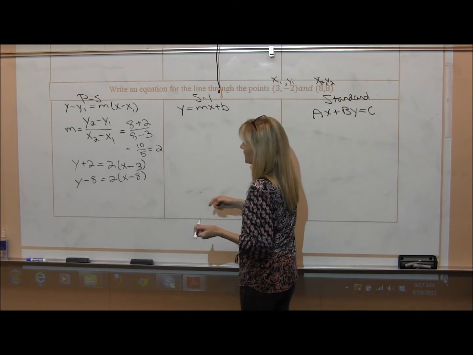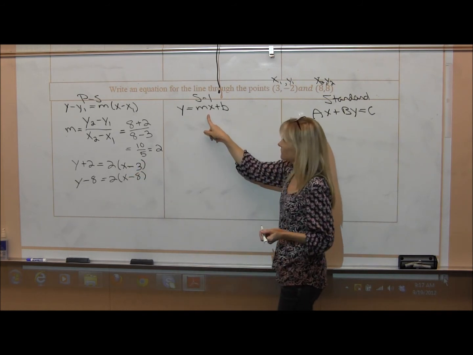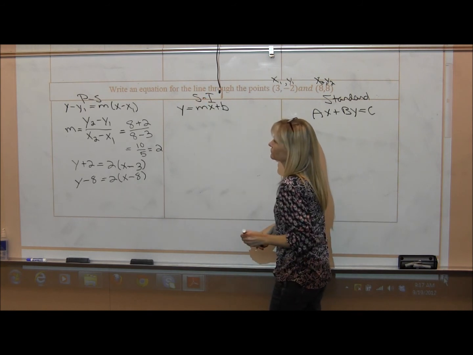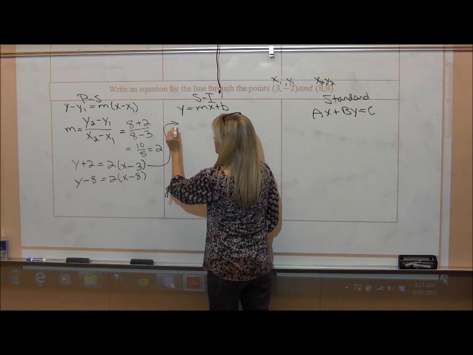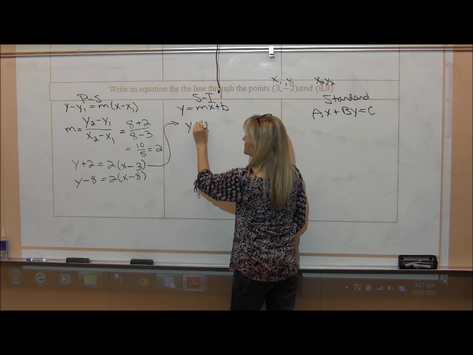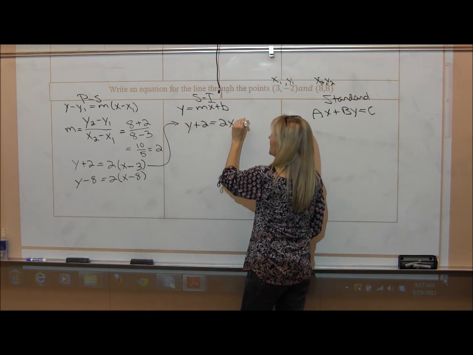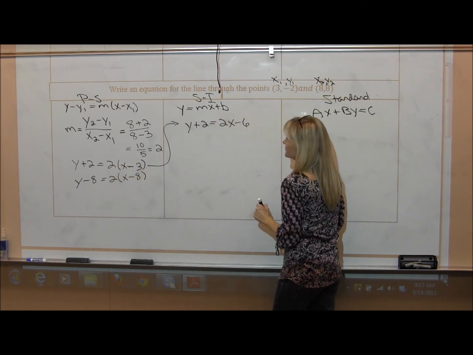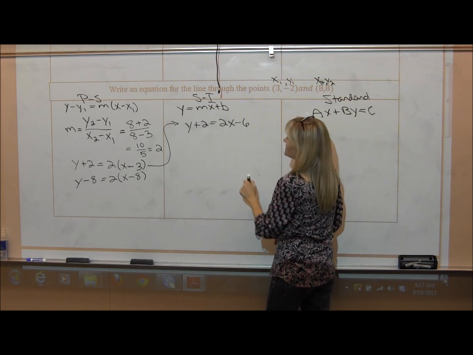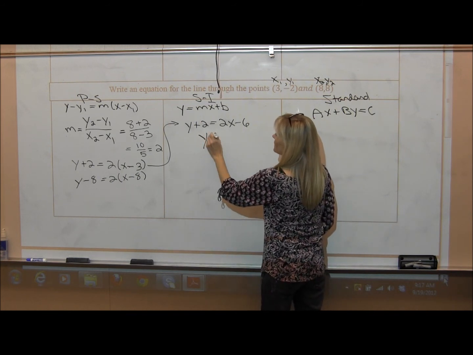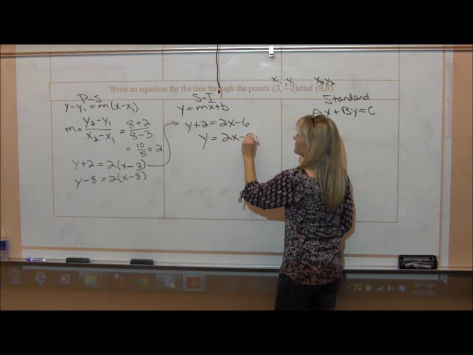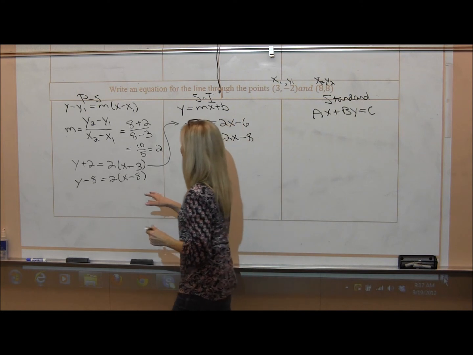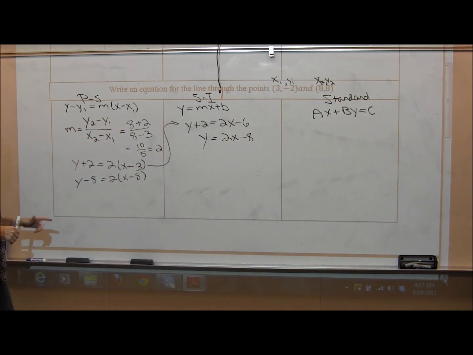So now, I can pick one of these to put in slope-intercept form. So I'll just pick this one. So I need to use the distributive property, so I have y plus 2 equals 2x minus 6. So I distributed my 2. Now I need to get y all by itself on the left. I'm solving for y. So I'm going to subtract 2 from both sides. So that is the same line, but in slope-intercept form. Do you believe me that this will give you the same one, or do you want me to show you? You believe me? Because you've done this in Algebra 1.